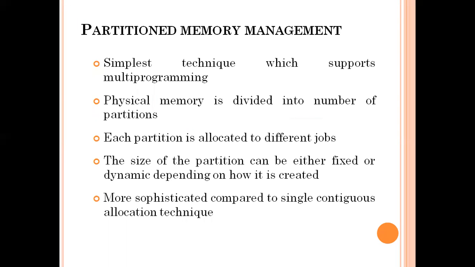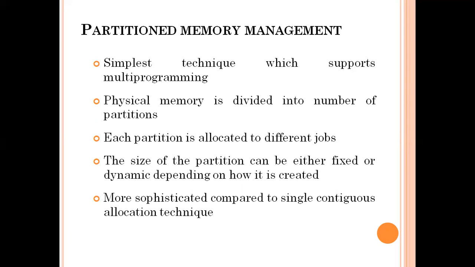A partition memory management technique is also a simple memory management technique, similar to single contiguous allocation. The difference between them is that in single contiguous memory management, the entire memory is available for only one single program. That means it is suitable for a uni-programming system, whereas partition memory management is suitable for multi-programming. So that's the basic difference: single contiguous is uni-programming, and partition is multi-programming.